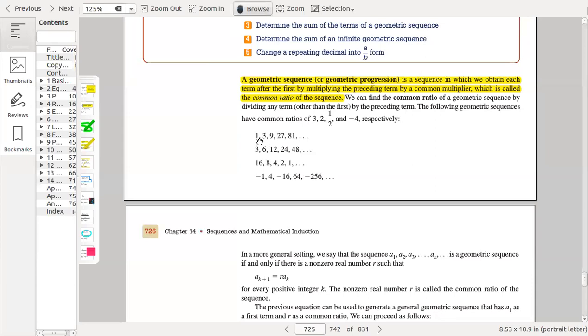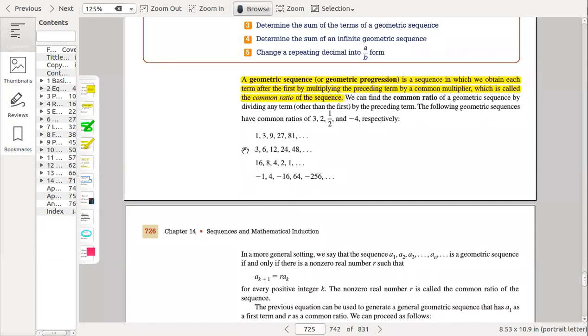Similarly, if we multiply 3 by 3, we get 9, the third term. If we multiply 9 by 3, we get 27. And 27 multiplied by 3 gives 81. It means the common ratio of this first sequence is 3. Similarly, the common ratio of the second sequence is 2.